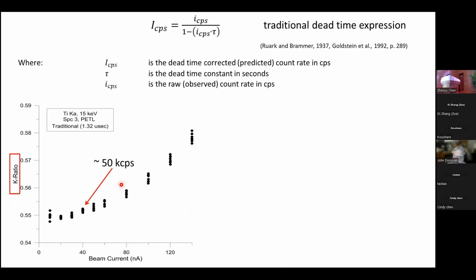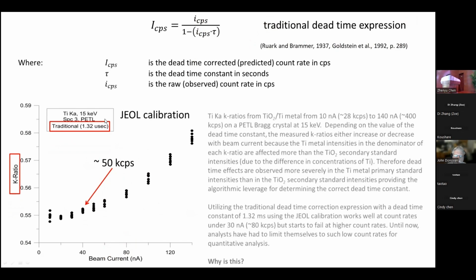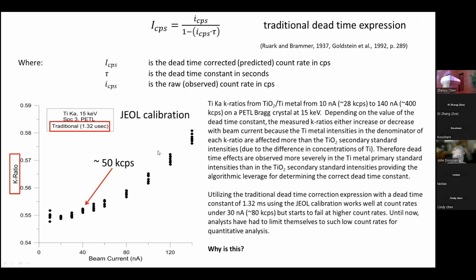And we start to see it going south at about 50,000 counts per second using the traditional dead time expression, which everybody's using except me, or my software, I should say. So this is what the JEOL factory calibrated the instrument using, and it's good up until about 50,000 counts per second. But then the wheels come off, and so why is this?